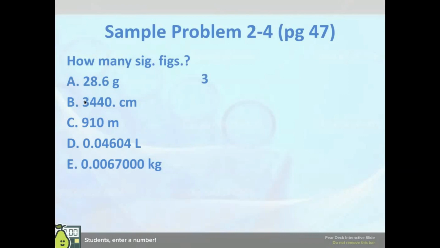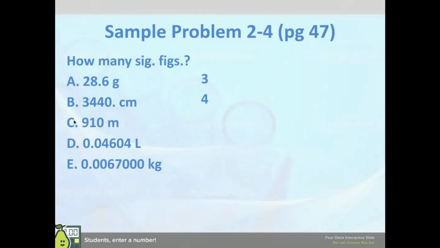If we look at B, again, the decimal is present. So we'll come to the Pacific side of the number, find the first non-zero, and then count everything else. So that would give us 4 significant figures.